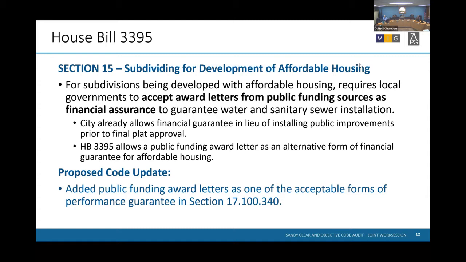So this is something that the city already does for standard subdivisions. It allows financial guarantees for the final plat to be approved instead of requiring those improvements to be installed before the final plat is approved. So there's kind of 2 different paths. You can get a bond essentially to say that you have the money to pay for it down the line, or you make the improvements. So this is just allowing that public funding award letter to serve as that guarantee for affordable housing developments. And you can think of a Habitat for Humanity project as an example of that type of development. It's not as common, I would say, as more multifamily affordable housing development. So the proposed change is just to add that as a new paragraph within the land division section.